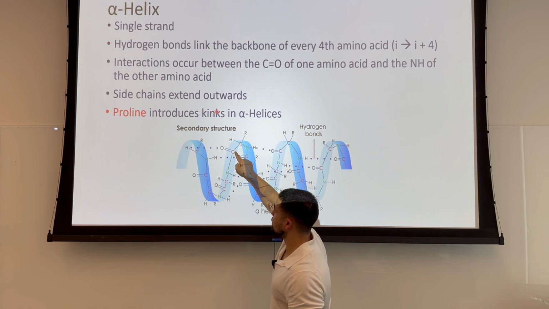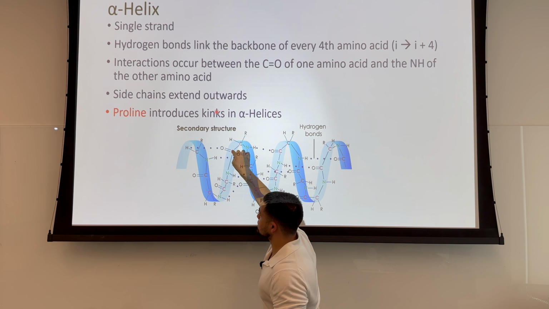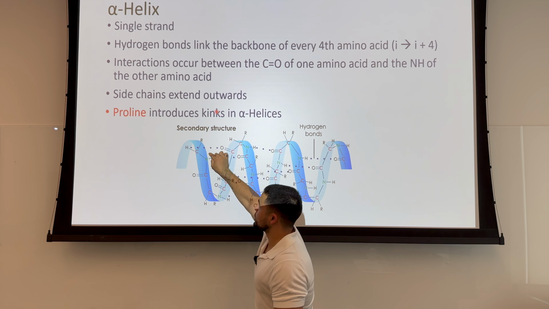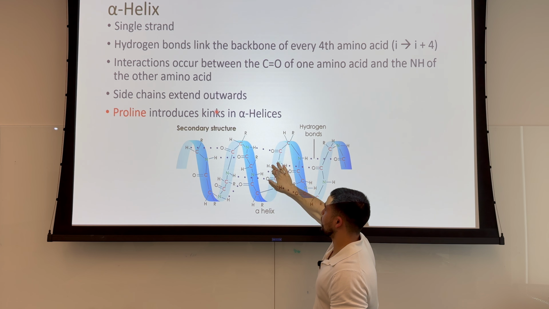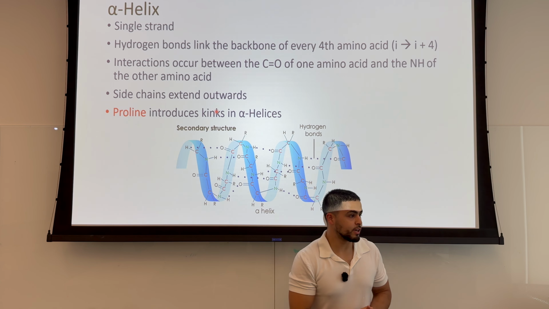So this is the fourth one. So this fourth amino acid is going to interact with our first amino acid via a hydrogen bond, and so on for the rest of the alpha helix.